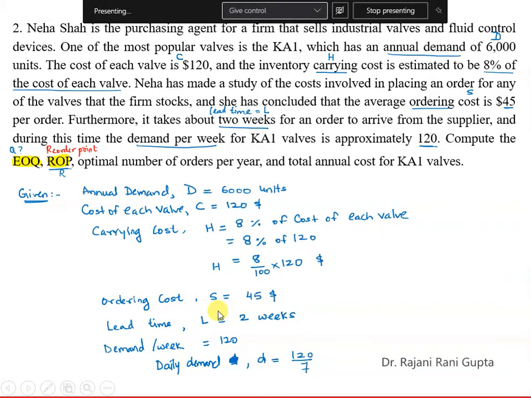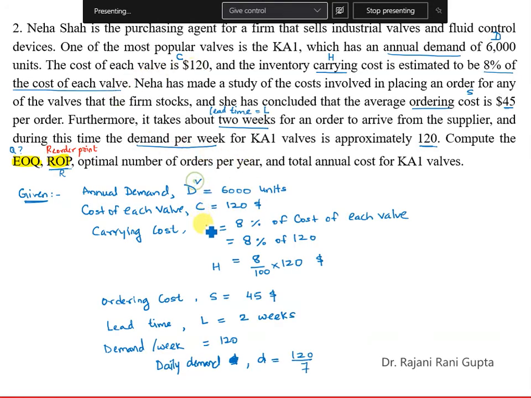Now what is required? Economic order quantity, optimal number of orders. So to find EOQ or Q, we have to use the formula. The formula is square root of 2DS over H. Now we have all the values. We have the value of D, the value of H, and the value of S. Substitute them there and you will get the answer. It's a simple calculation, so you can do it.